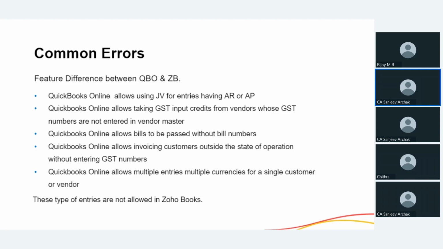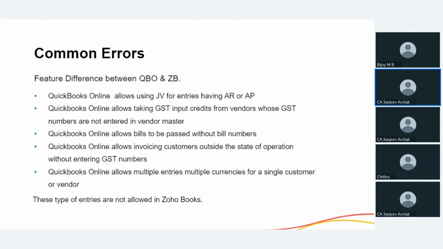So these are the cases which we found were the most common because of the feature differences between Zoho Books and QuickBooks. Again, these 5 or 6 cases that have been listed out here, these entries were not permitted within Zoho Books. Of course, we had to take the client through the list of common errors much before we started the migration, so that they're in tune and know what to expect during the migration process.